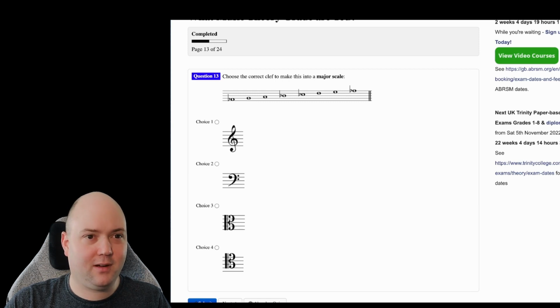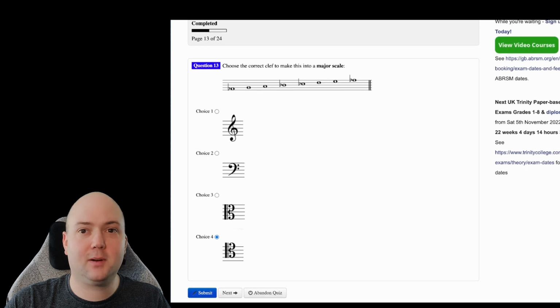And so then our other example, the fourth line is our C. So this would be E flat. So E flat, F, G, A flat, B flat, C, D, E flat. That is correct. So choice 4 is what we are looking for.